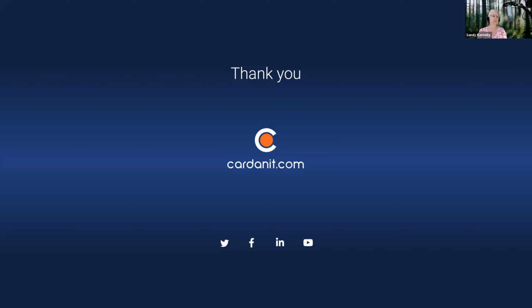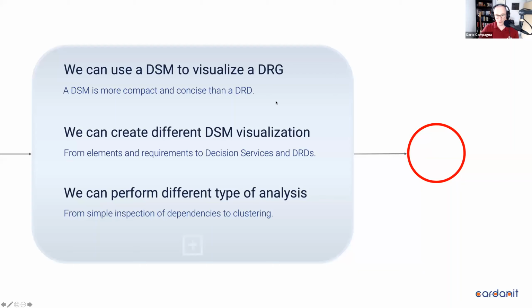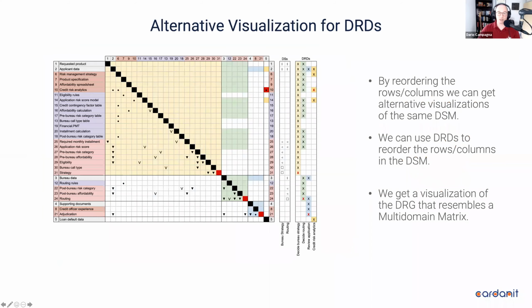Okay. So, Hans Post asked, how can you identify the final decision or decisions in this matrix? Yes. Well, in this last type of DSM, we highlighted with these red cells the decisions that in different DRDs are what we call root decisions. That is, the decisions that have no output relations.